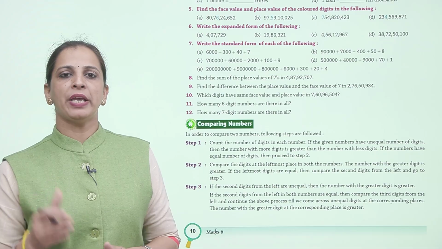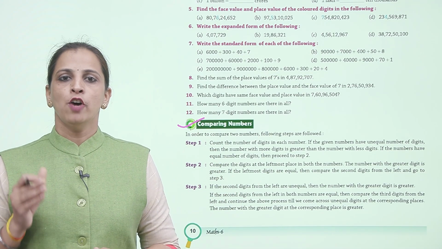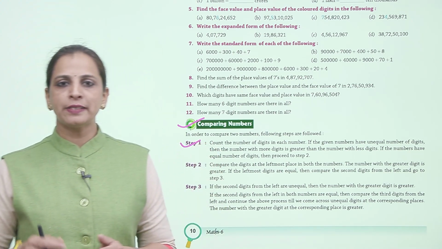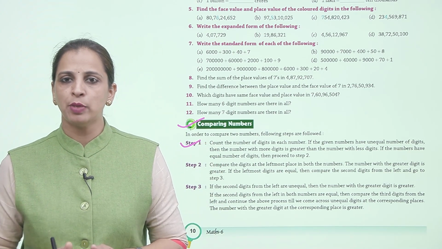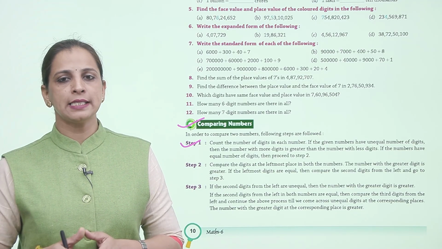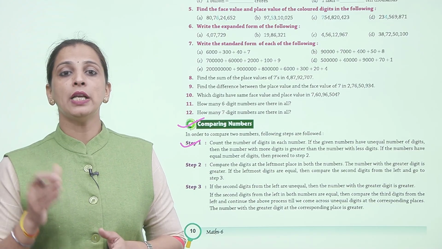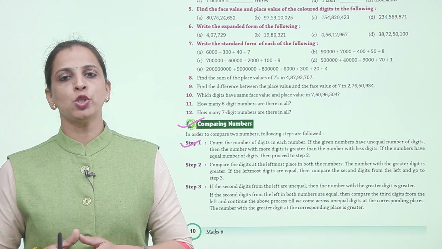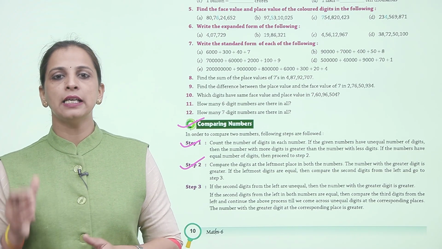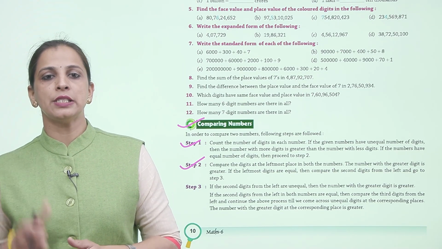Now next is comparing numbers. In order to compare two numbers, following steps are followed. Step 1. Count the number of digits in each number. If the given numbers have unequal number of digits, then the number with more digits is greater than the number with less digits. If the numbers have equal number of digits, then proceed to step 2. Step 2. Compare the digits at the leftmost place in both the numbers. The number with the greatest digit is greater.